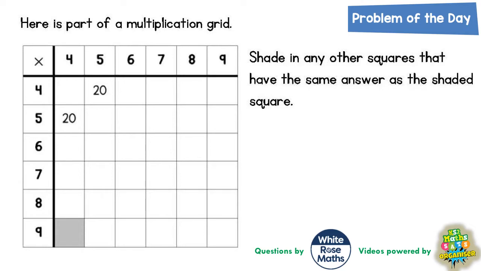As long as you're good at your times tables, of course. It says here is part of a multiplication grid. Shade in any other squares that have the same answer as the shaded square.